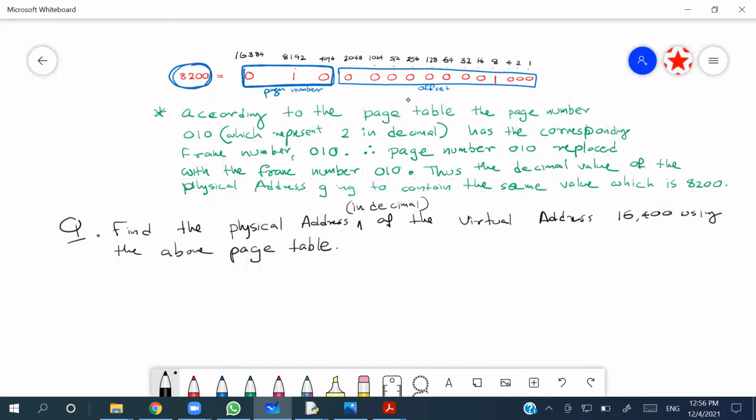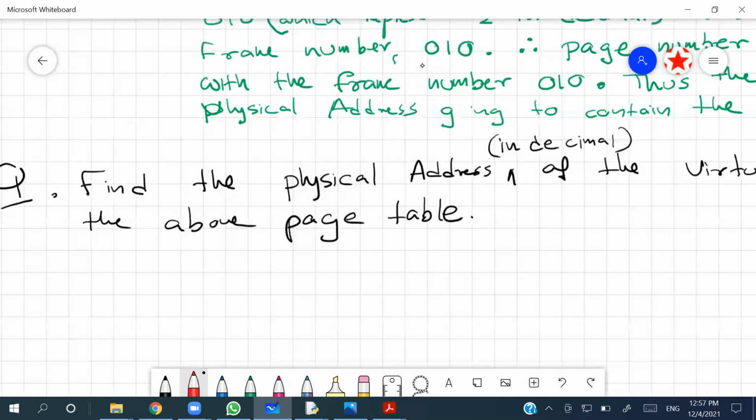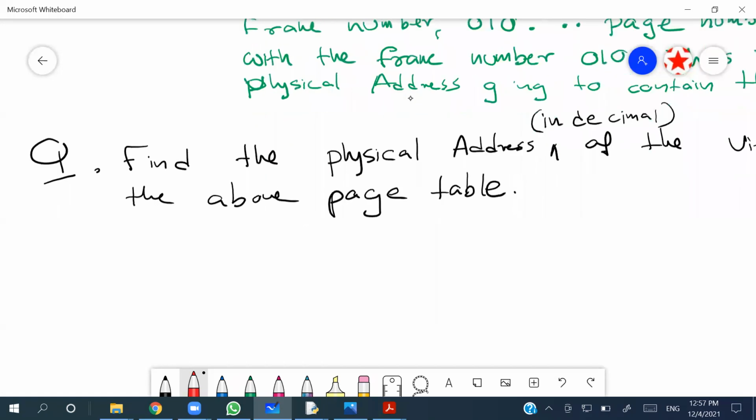So the same thing is going to be done for this one, right? So the virtual address. When taking the decimal, there is a little confusion, look. Right? So the virtual address we can say is 16,400. That is the virtual address.